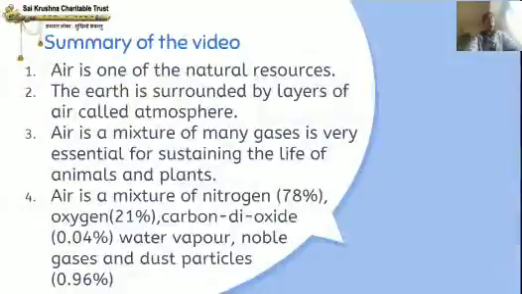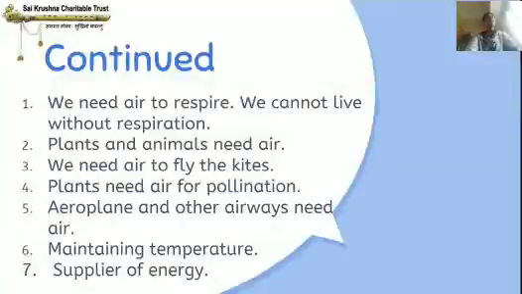I am just summarizing the whole video now. Air is one of the natural resources. The earth is surrounded by layers of air called atmosphere. Air is a mixture of many gases. It is very essential for sustaining the life of animals and plants. Air is a mixture of nitrogen 78%, oxygen 21%, carbon dioxide 0.04%, water vapor, noble gases and dust particles 0.96%. We need air to respire.